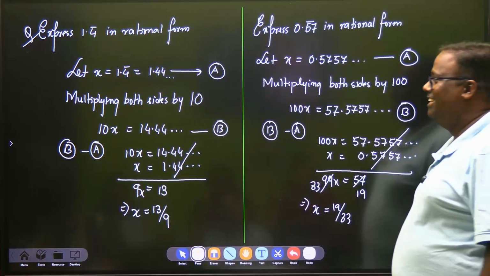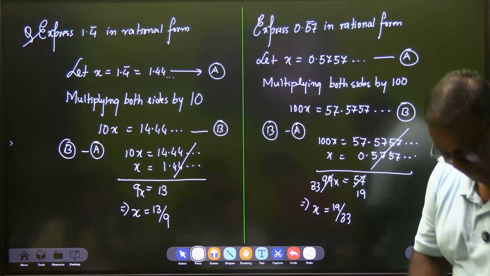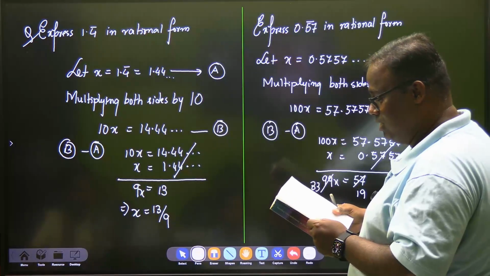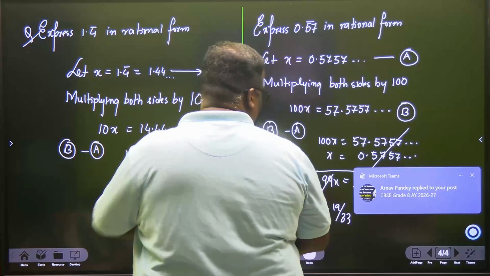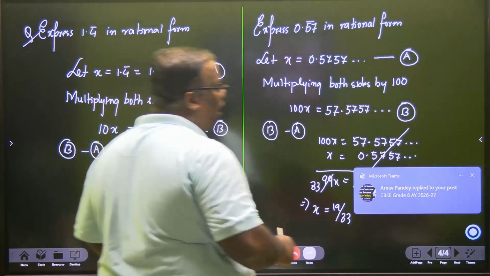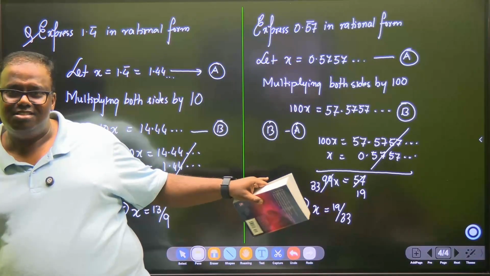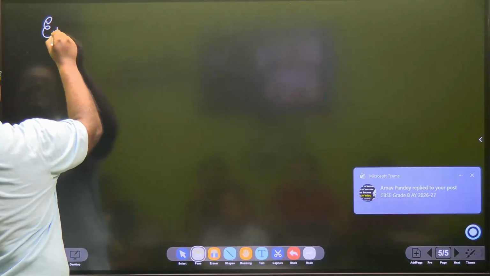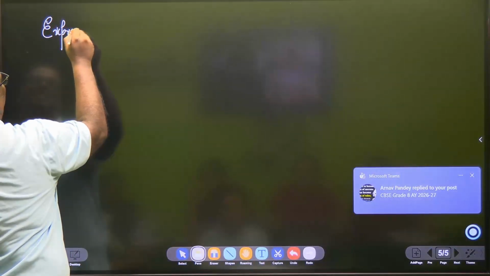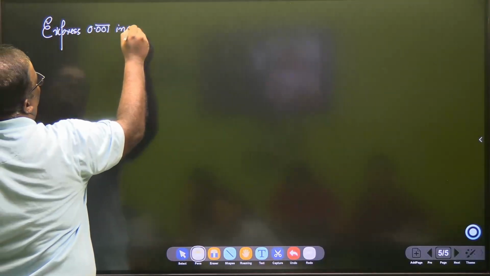See. Understood? Clear? So shall we take one more? A little bit more? Oh, very good. So let's take a number 0.001 bar. This guy does everything on time. So you know how the others will treat him? You didn't submit on time. So express 0.001 bar in rational form.